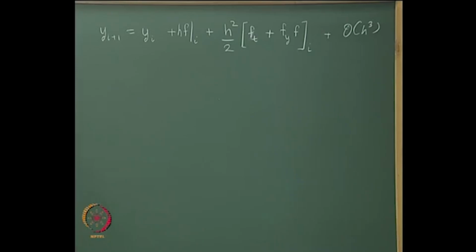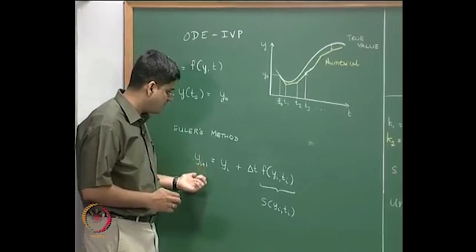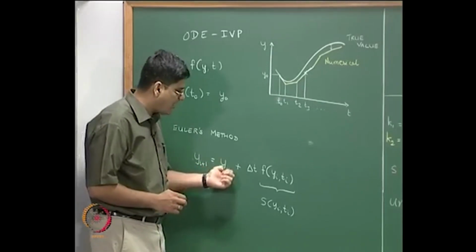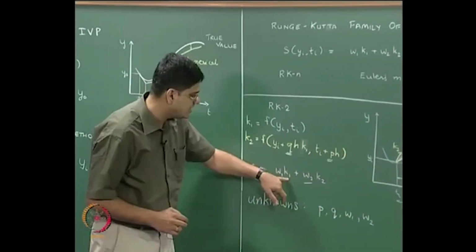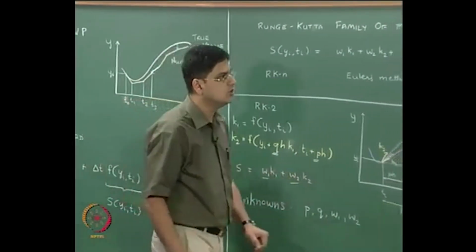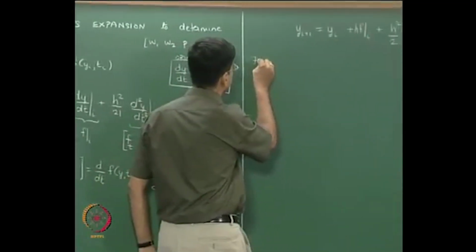Okay, now let us go back to the type of problem that we are trying to solve using the Runge-Kutta method. The problem that we are trying to solve with the Runge-Kutta method is yi plus 1 equal to yi plus h times s, where s is w1 k1 plus w2 k2. Okay, so we will write that down for the RK2 method.